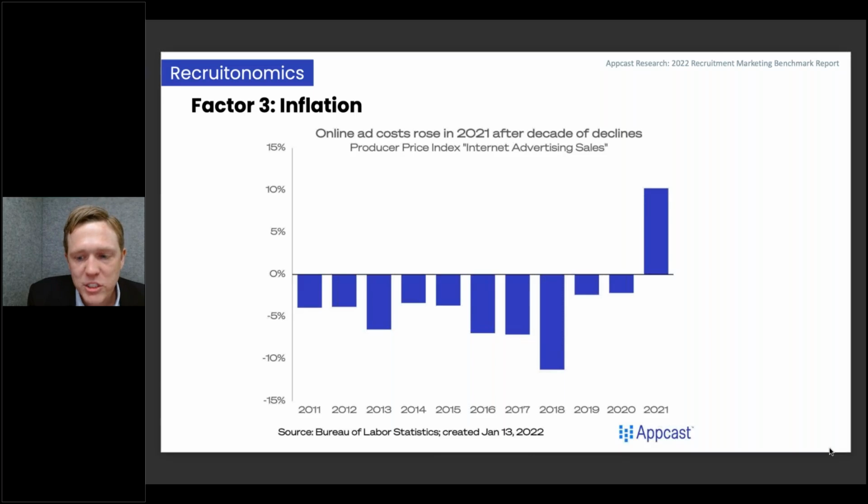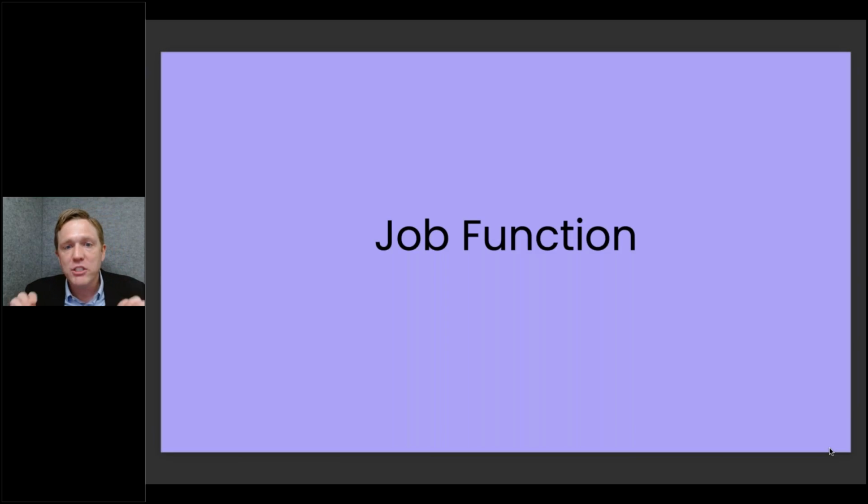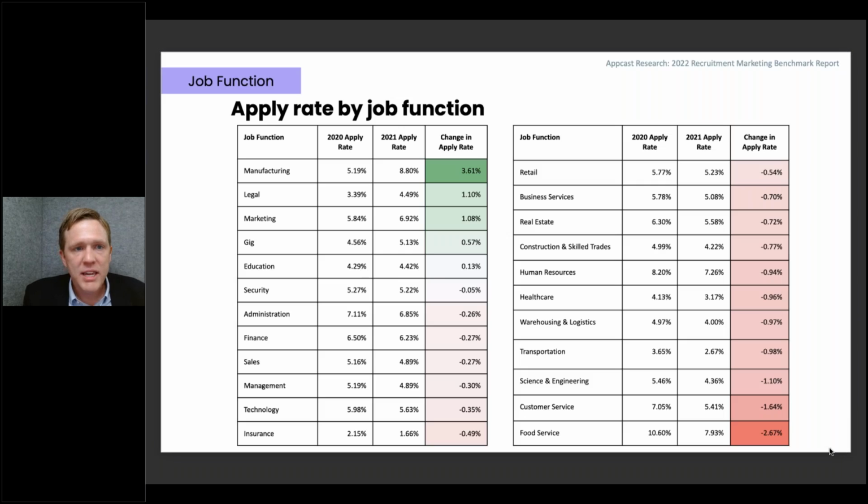Let's dive into the benchmark statistics by job function and by geography. So job function, what is that? That's an approximation for the occupation or the role of the position. Now, here is a set of tables showing you apply rates by job function. This is slightly different data than what I showed you earlier because it's averaged across the whole year.